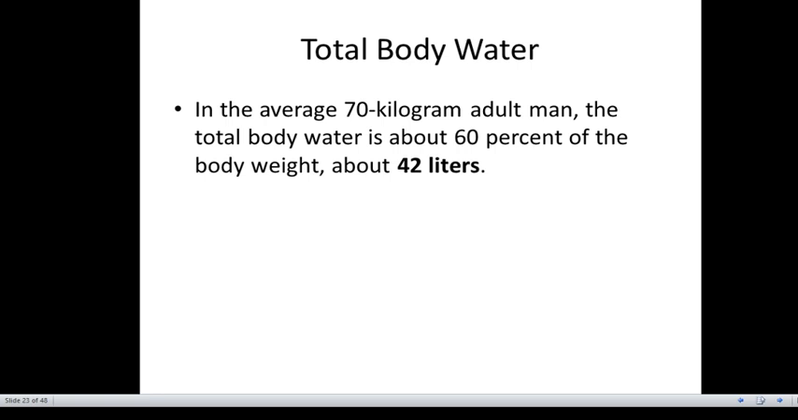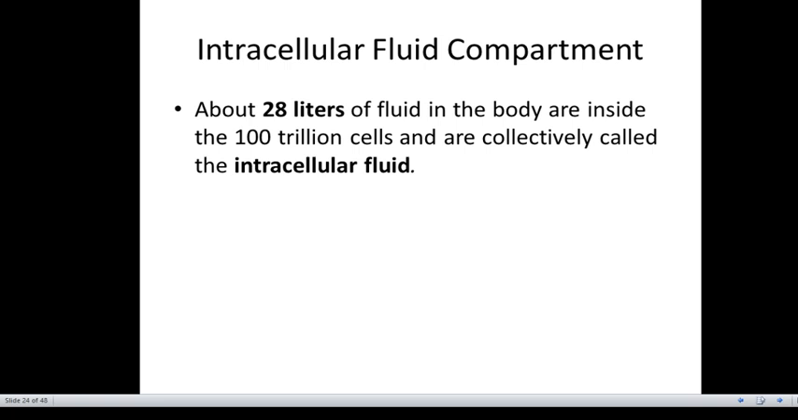For example, women having more fat, their total body water is about 50% of body weight. And in newborn babies, it's about 70 to 75%. Intracellular fluid compartment. About 28 liters of fluid in the body are inside the 100 trillion cells and are collectively called the intracellular fluid.